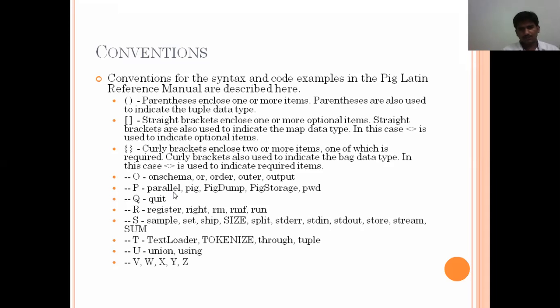Here we have some more command options. See, minus minus l is load, schema, order or outer or output. Minus minus p is parallel, pig dump, and pig storage and password. Minus minus q is quit, and minus r is register, rm remove file, and run. Then minus minus s is sample, or sent, or ship, or size, and split, stdin, stdout, store, stream, or sum. Anything we mention as minus. Minus minus t is text loader, tokenize, and tuples. Minus minus u is union and using.